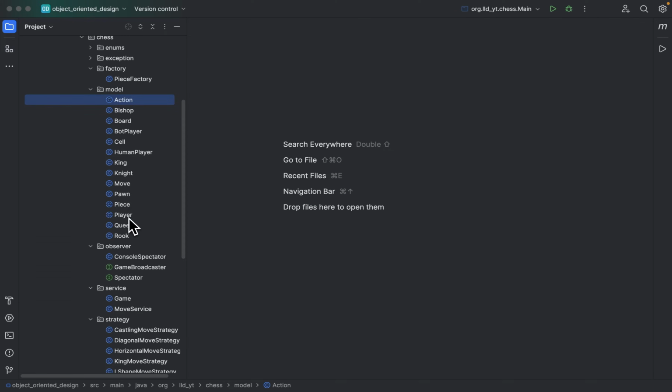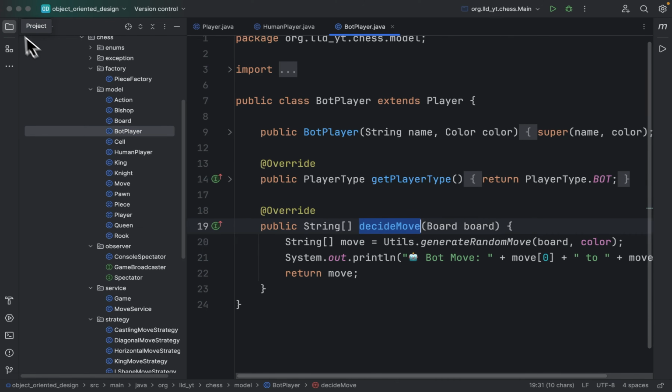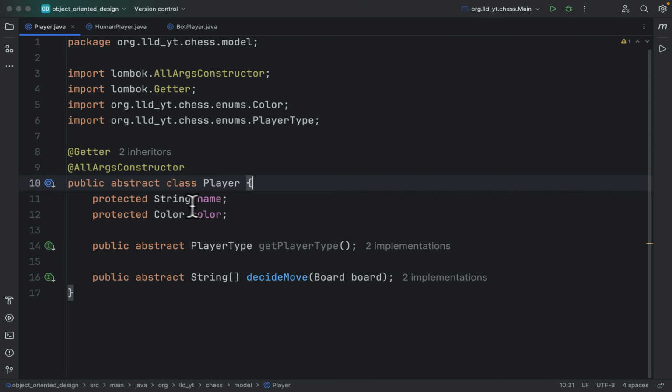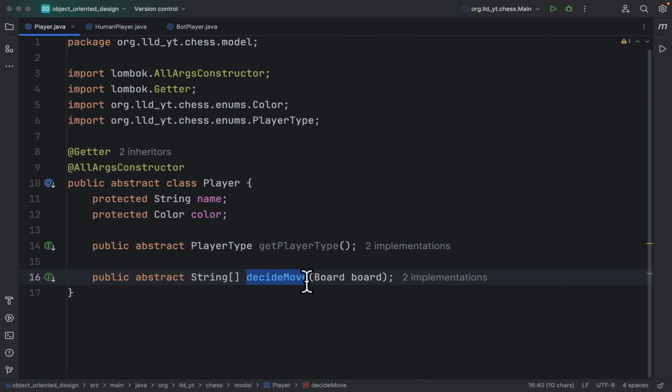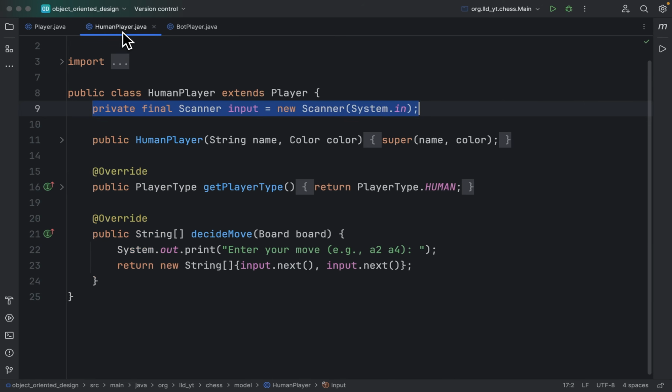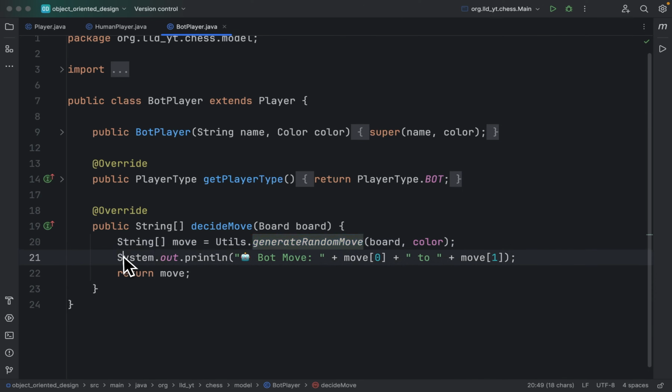Now let's check out the player and its types. So this is the abstract player class, and each and every player will have their name and a color. So one of the players would have white color, the other would have black color. Okay, and they also will override this function called decide move. So in the human player, we ourselves will take the input from the console. Okay, we would write the source and the destination cell. But in the bot player, the source and the destination would be generated randomly.